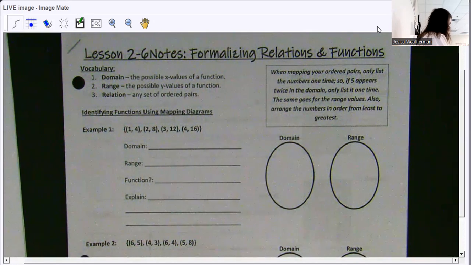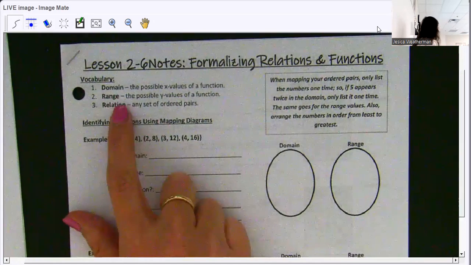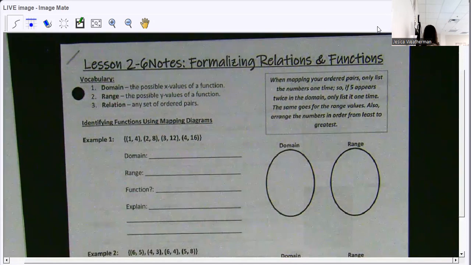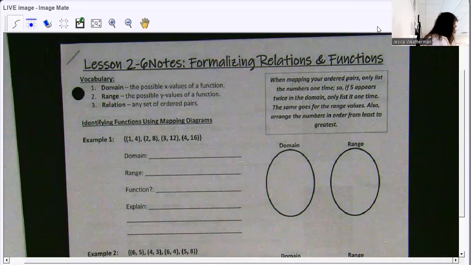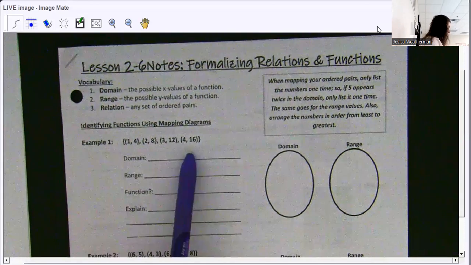Okay, so 2 new words. Domain, which represents all of your X values on a graph or on a table. Range represents all of your Y values on a graph or on a table. So let's look at our first example.